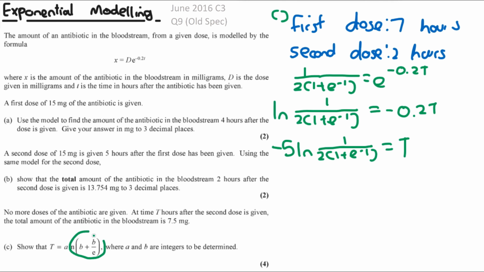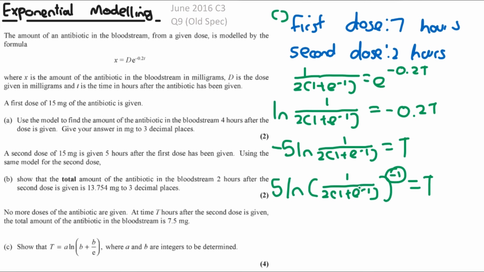Now we need to get it in this form here, and at the moment we're nowhere close to this, but one very key thing we can do is we have this minus coefficient which we can bring into the bracket in order to do 5 of natural log of 2 over 1 plus e to the power of minus 1 to the power of minus 1 is equal to t, and this will flip this fraction here, so we get 5 natural log of 2 over 1 plus e to the power of minus 1 is equal to t.